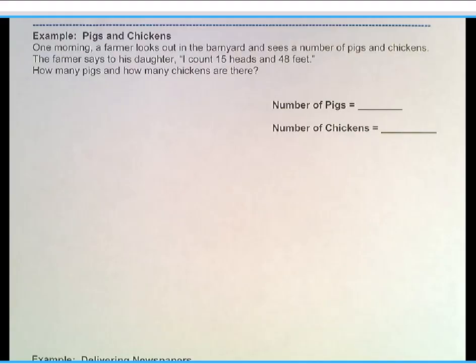So a couple assumptions that we have to make at the beginning of the problem. Every animal has one, and only one, head. And if it's a pig, it's going to have 4 feet. And if it's a chicken, it's going to have 2 feet. We're going to assume there's no 3-legged pigs out there or anything, okay? So 4 feet on a pig, 2 feet on a chicken. Okay, those are the assumptions.